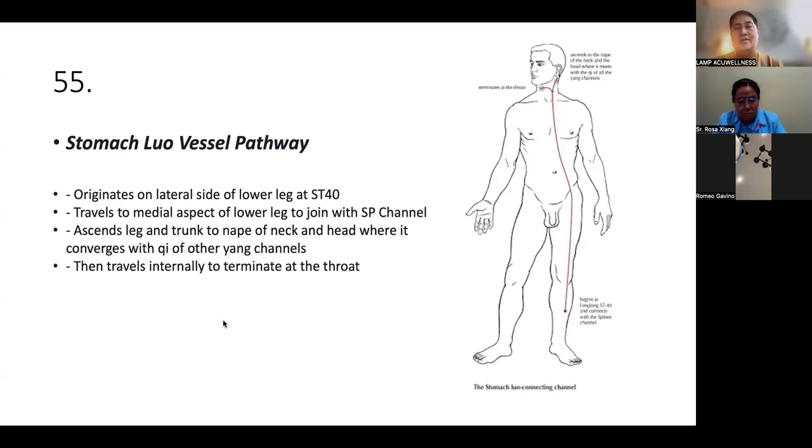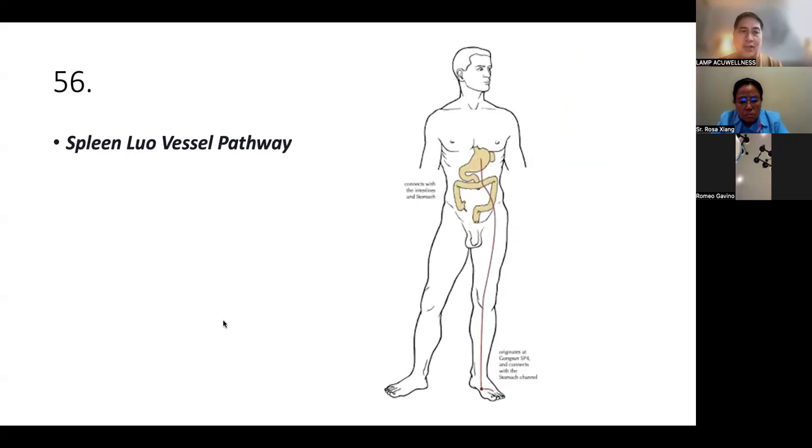So the star here is Stomach 40. If you needle Stomach 40, you're actually affecting the spleen, right? We all know that dampness or phlegm results from a very weak spleen. So we remember Stomach 40 as the best phlegm point. Now let's go to the spleen.